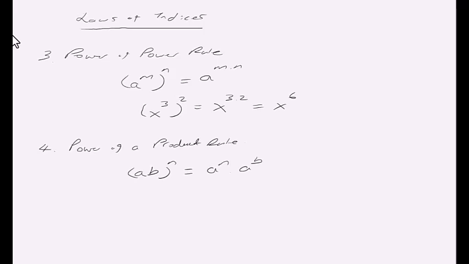And so again, let's do an example. If I had 4x squared, so 4 is a and x is b in this example, this is the same as saying 4 squared times by x squared, which of course is 16x squared.